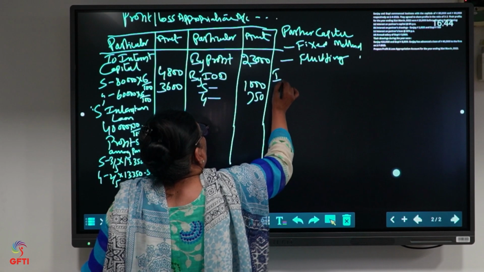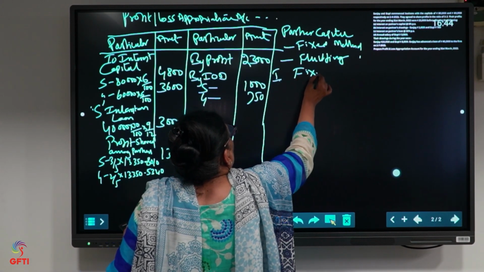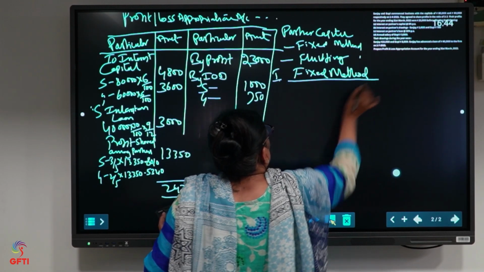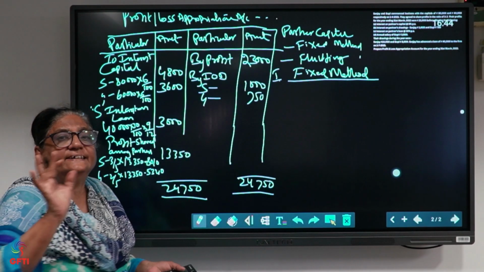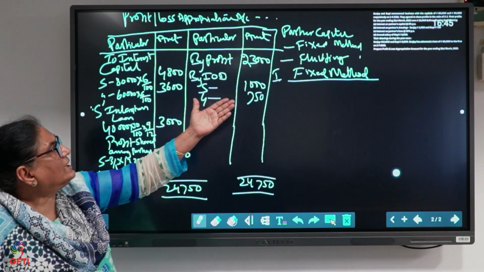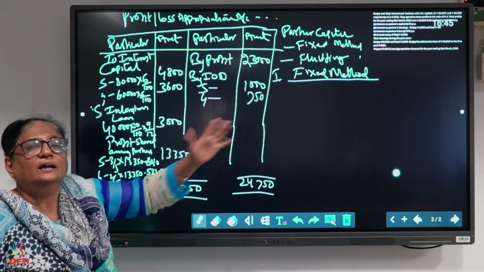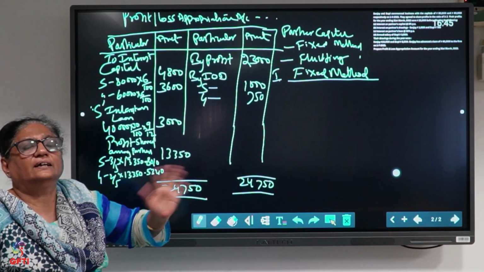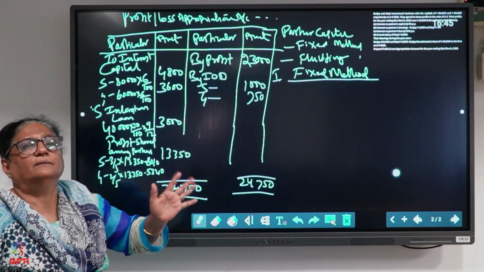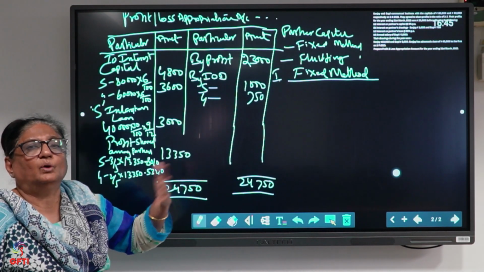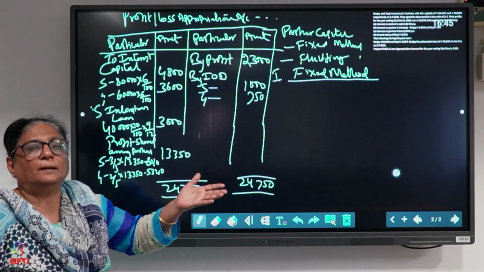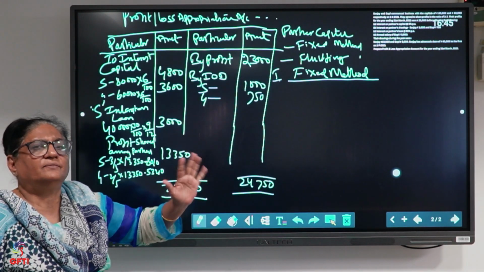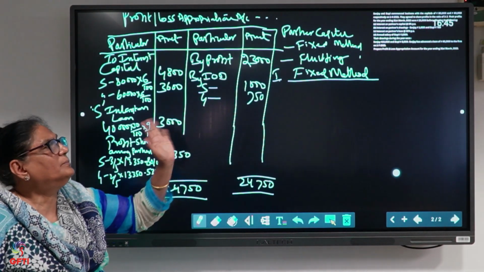First, we will take the fixed method. In the fixed method, your partners' capital will be intact. Whatever 80,000 and 60,000 these partners have brought will remain intact until dissolution, unless changes are made in the partnership deed, such as additional capital being brought in or withdrawn. Then there may be a fluctuation in the capital; otherwise it will be intact.